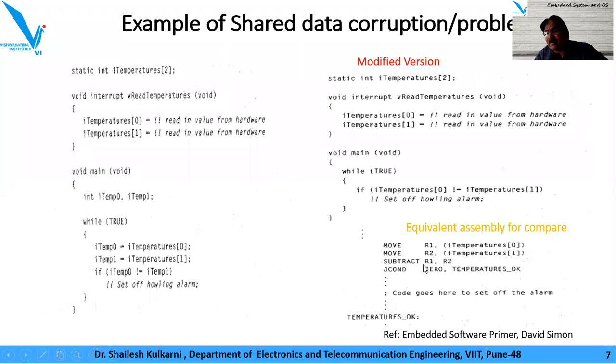Then I need to subtract R1 and R2. I need to find out the result with a conditional instruction, jump if conditional. If it is 0, then temperatures are okay, otherwise they are not okay, isn't it? I mean, these are the equivalent instructions.